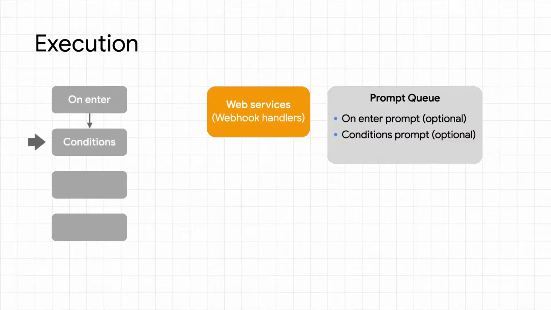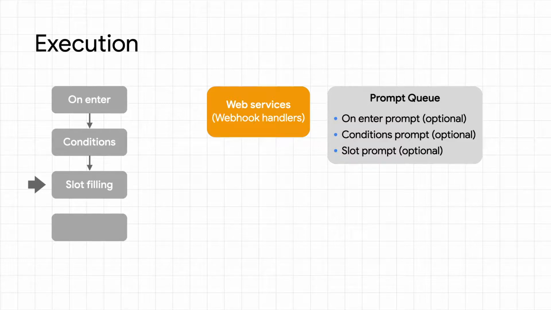The next stage is where conditions are evaluated. Conditions are defined by you, and when a condition is met, it can trigger a webhook event, add a prompt to the prompt queue, and can have a transition, which will end this execution's lifecycle. If there isn't a transition, the next stage is slot filling. Slot filling is a way to get particular data from the user. You could think of it like filling a form.